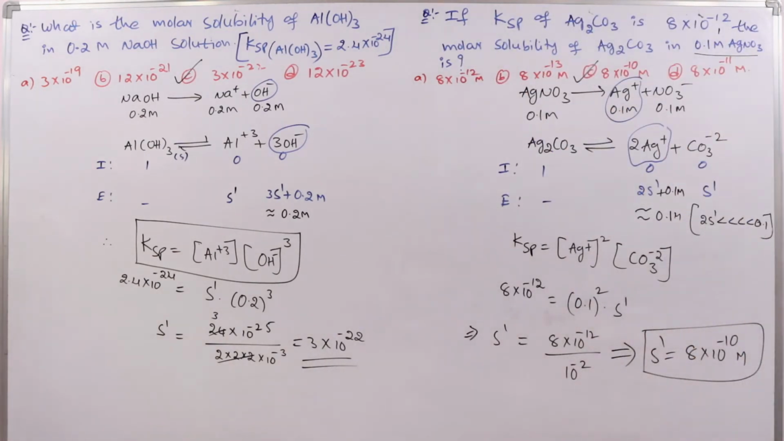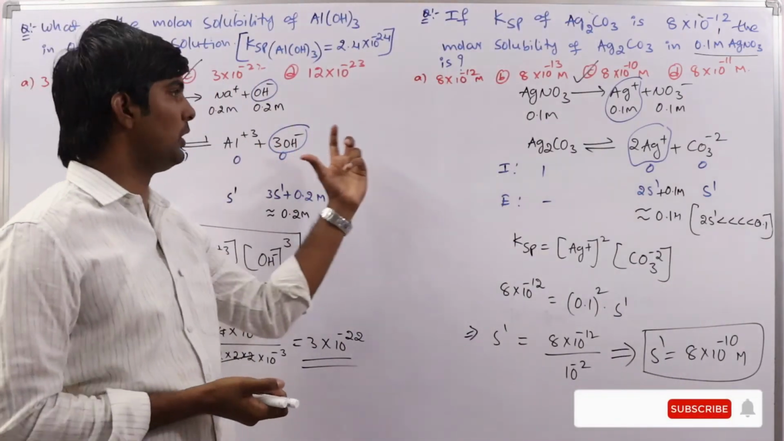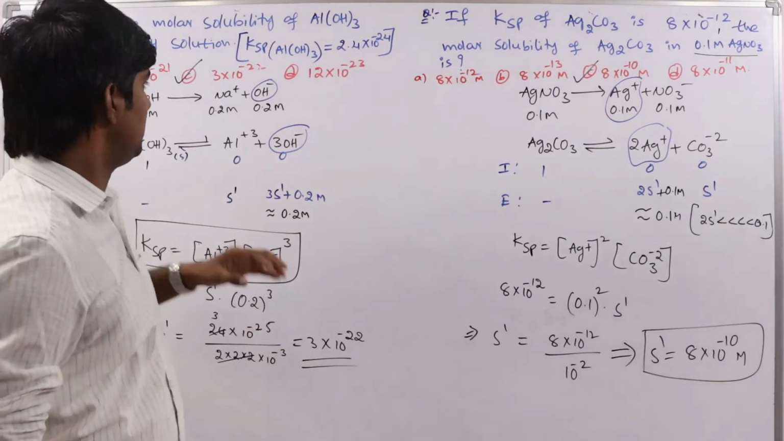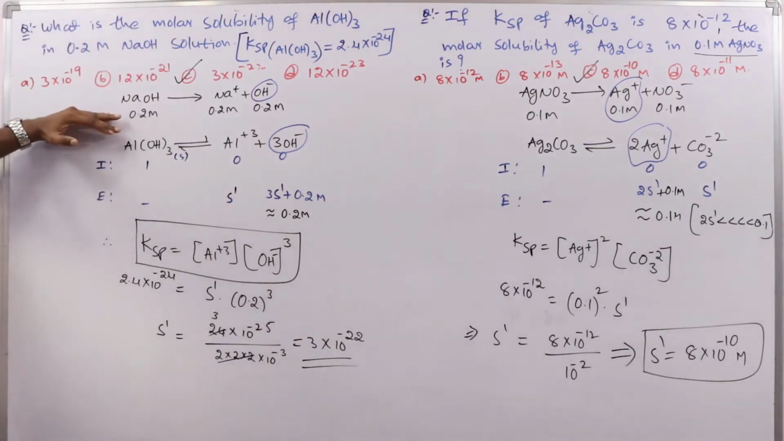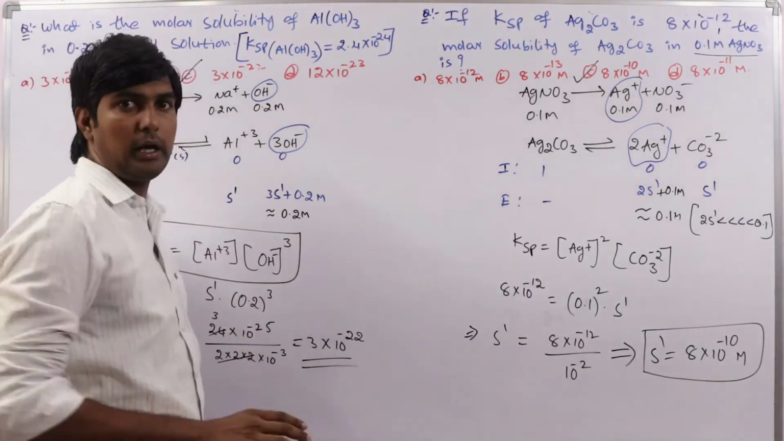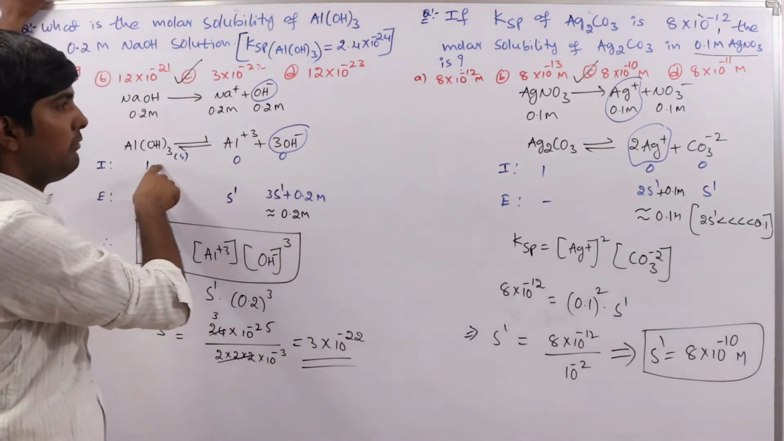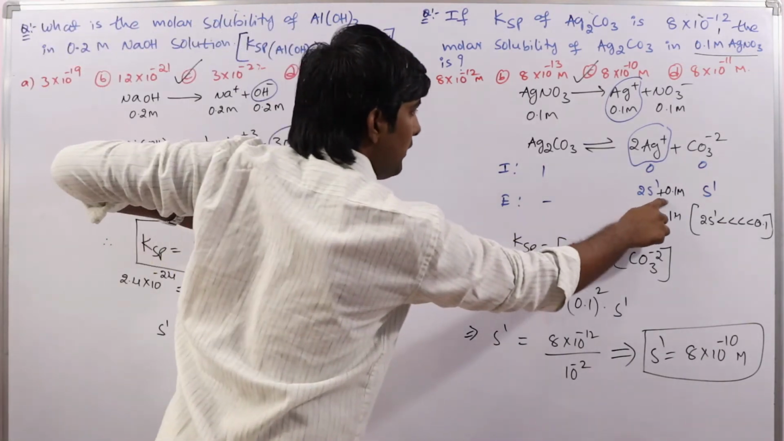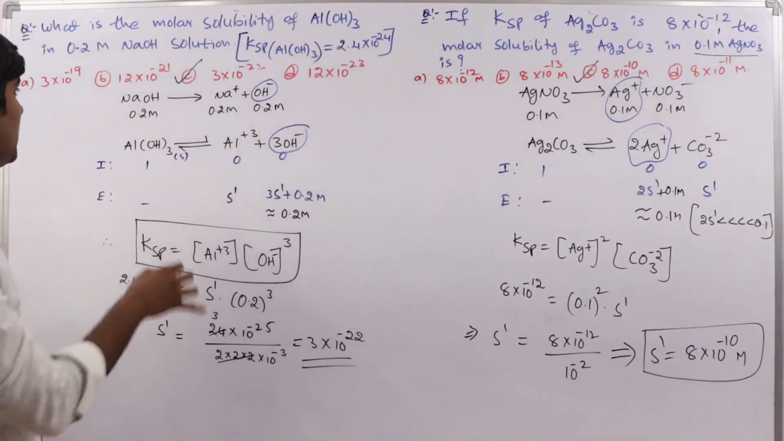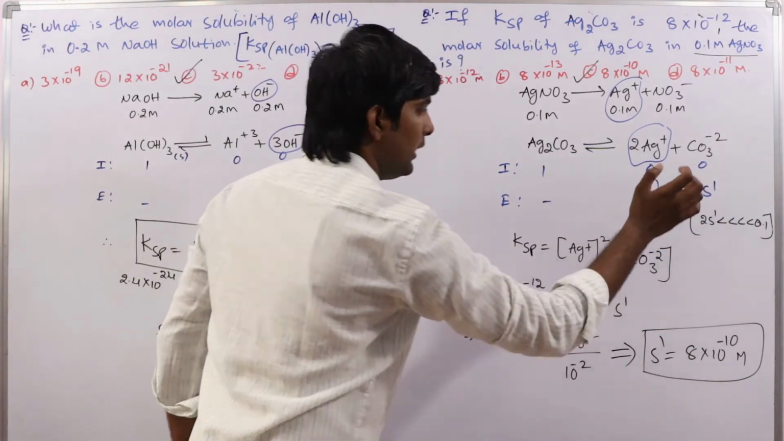So see here, two problems with different substances, but the concept is the same, that you have to observe. This is one of the most important models. So first write the strong electrolyte dissociation, then write the weak electrolyte, and here this step is important. Always neglect the contribution of common ion from the weak electrolyte, like this. We are neglecting the contribution of the weak electrolyte. Only take the concentration which is coming from the strong electrolyte, here and here.